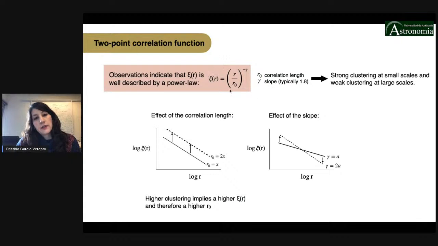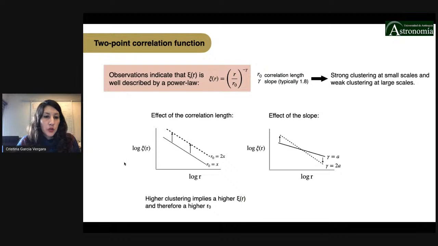Then basically, the function here indicates that we normally have strong clustering at small scales and weak clustering at large scales. That is what happens in the universe for basically all types of populations, like galaxies, quasars, different types of galaxies. All of them have this power law shape. And normally the slope doesn't vary so much. Typically it's found to have a value around 1.8 with only small variations.